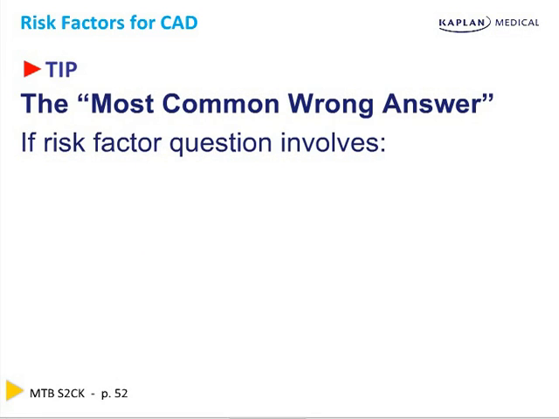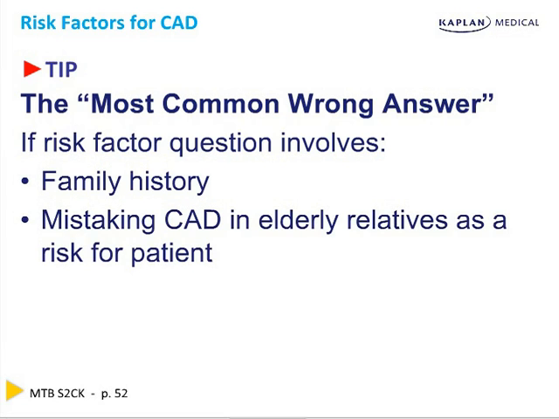The most common wrong answer in the risk factor questions is always the one on the family history, where people are mistaking the coronary disease in the elderly relatives. They show you a person who's old and say, are there risk factors, or what do you do about the LDL? And you make the mistake. Just remember, risk factors in a family have to be young.